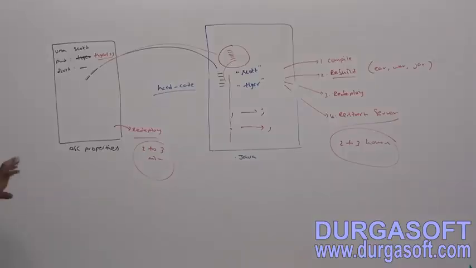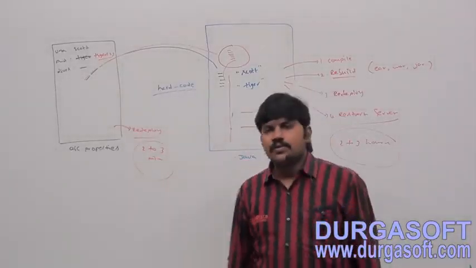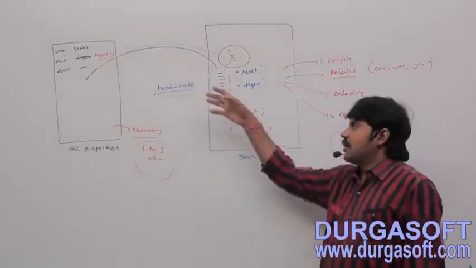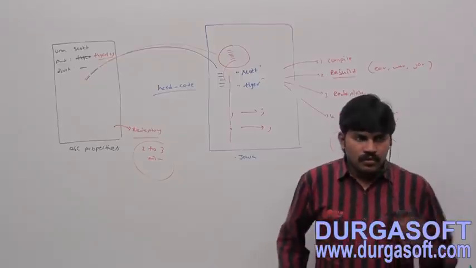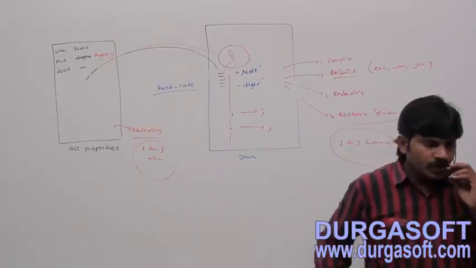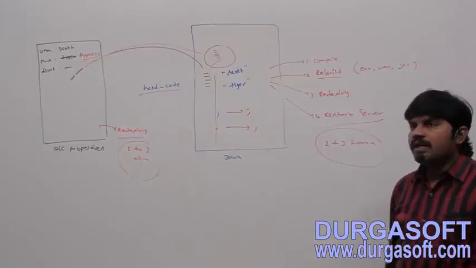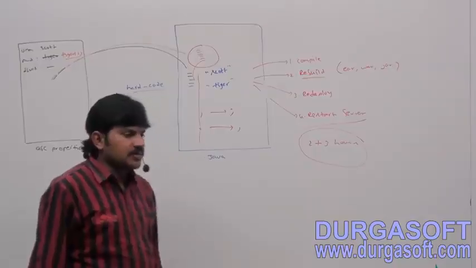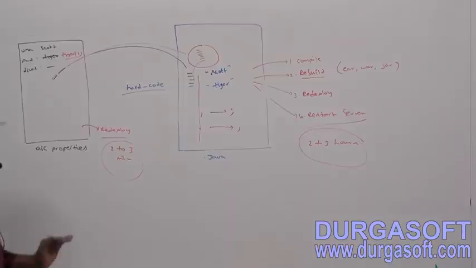From that properties file, we have to read into the Java program, and we can use those properties.